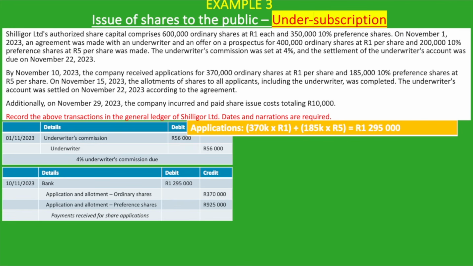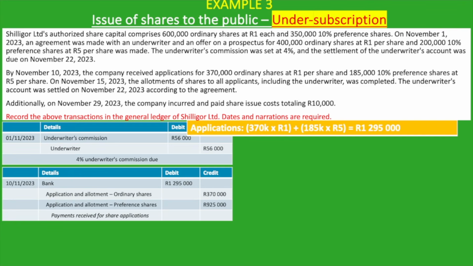Next, we have the 15th of November, where we are told that on this day, the allotment of shares to all applicants, including the underwriter, was completed. So we issued all the shares. So here we need to be careful as to how many journal entries we're going to do. Remember, we are allotting shares not only to the applicants, but also the underwriter who assumed the risk for the shares that was not taken up by the public. That's why we're paying them a commission to assume that risk. It's insurance for us, as we had gone through in the previous slide.